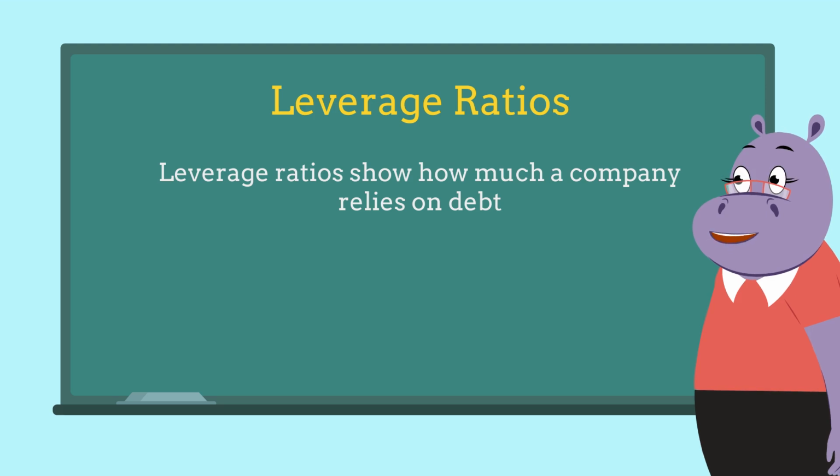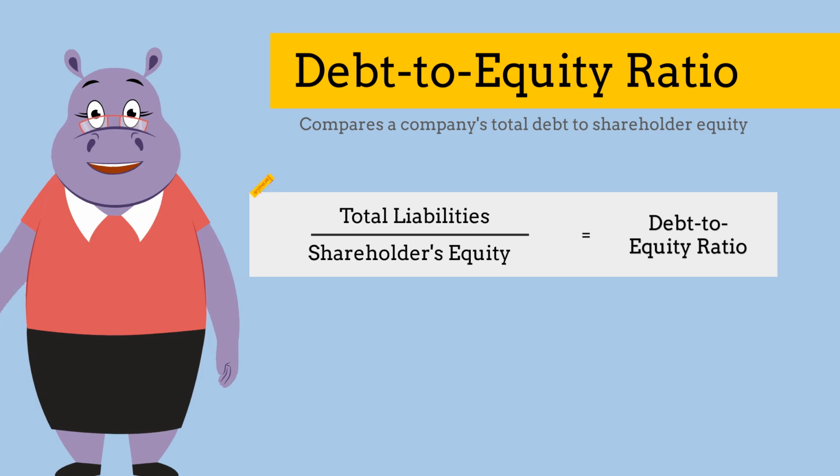Let's look at leverage ratios. These show how much a company relies on debt. We'll focus on 2 common leverage ratios: debt-to-equity ratio and interest coverage ratio. The debt-to-equity ratio compares a company's total debt to its shareholder equity. It is calculated by dividing total liabilities by shareholders' equity.